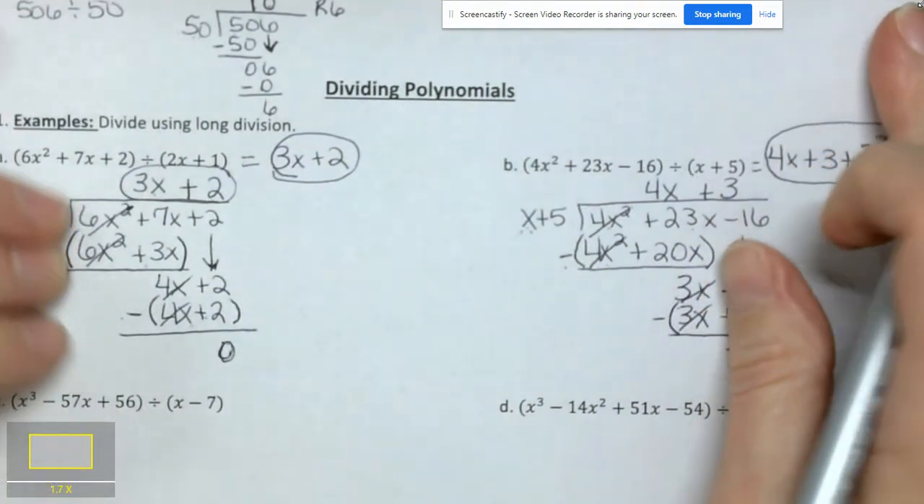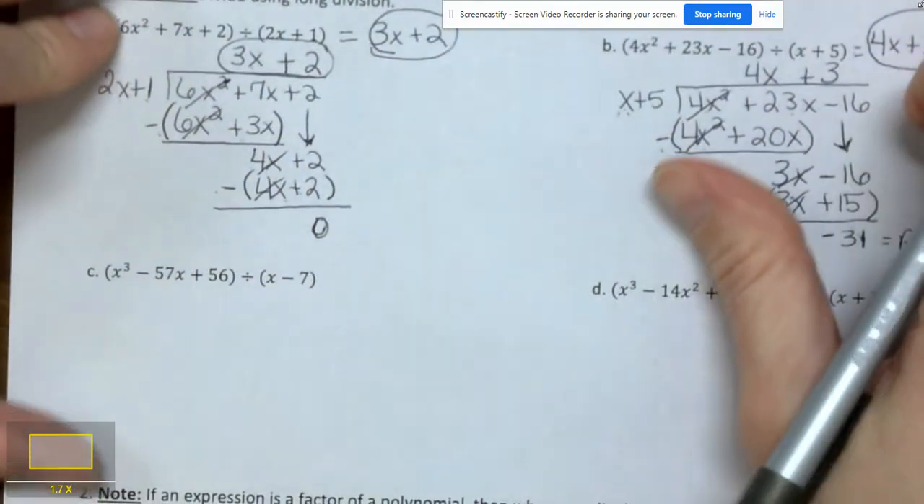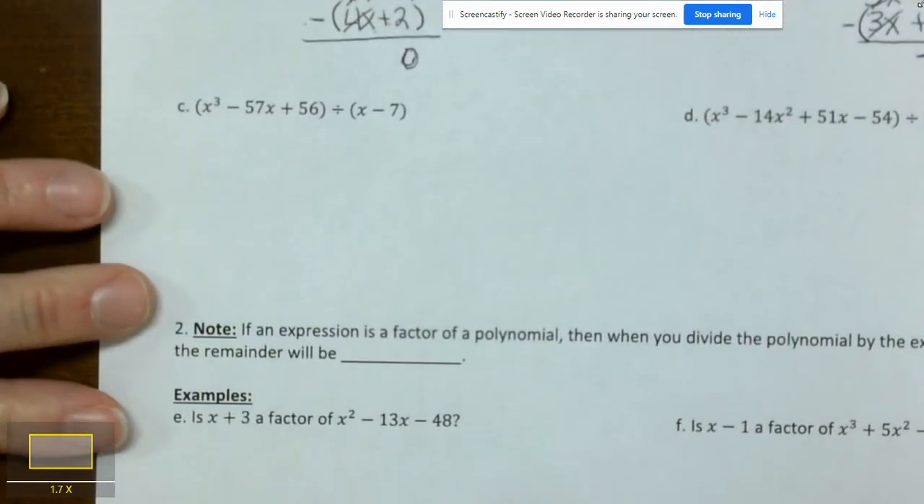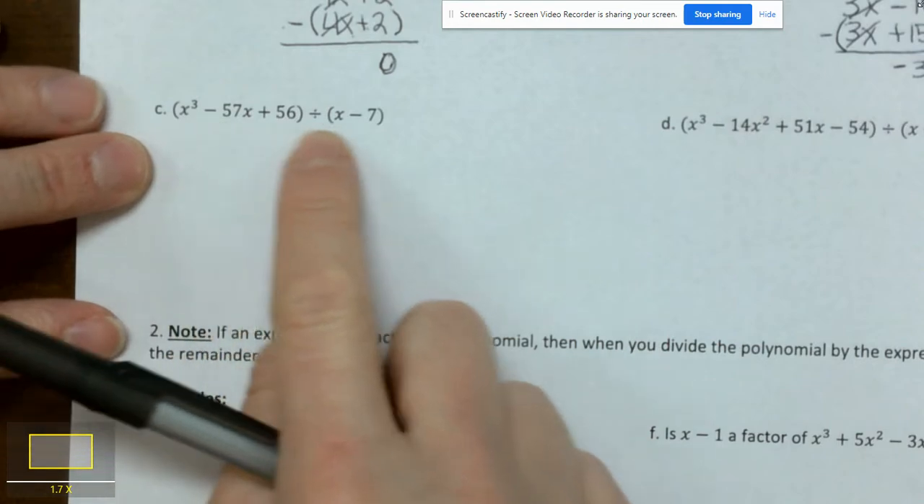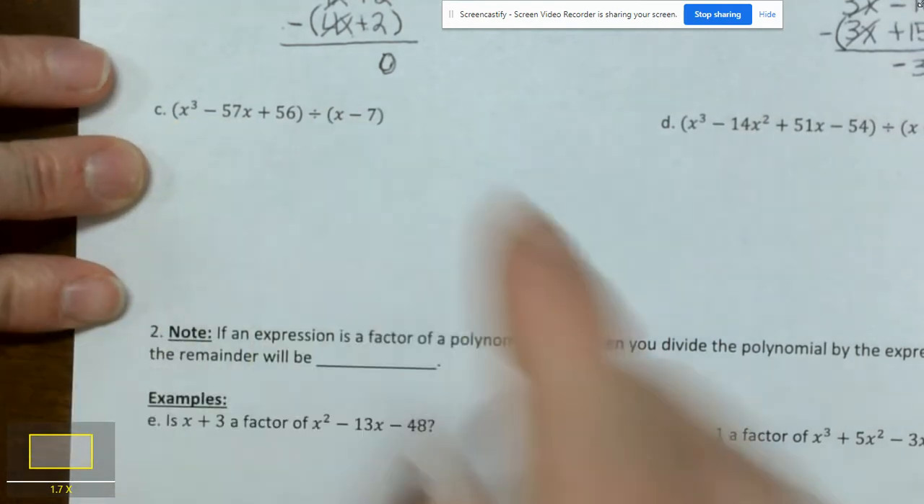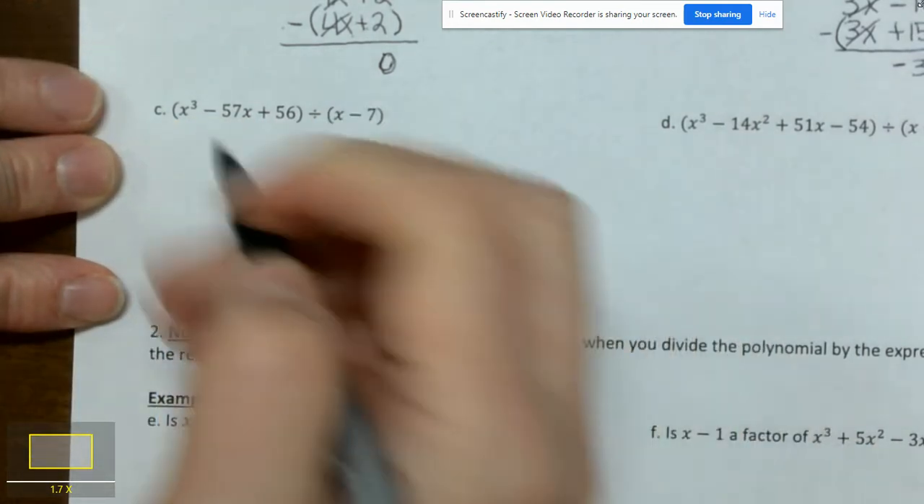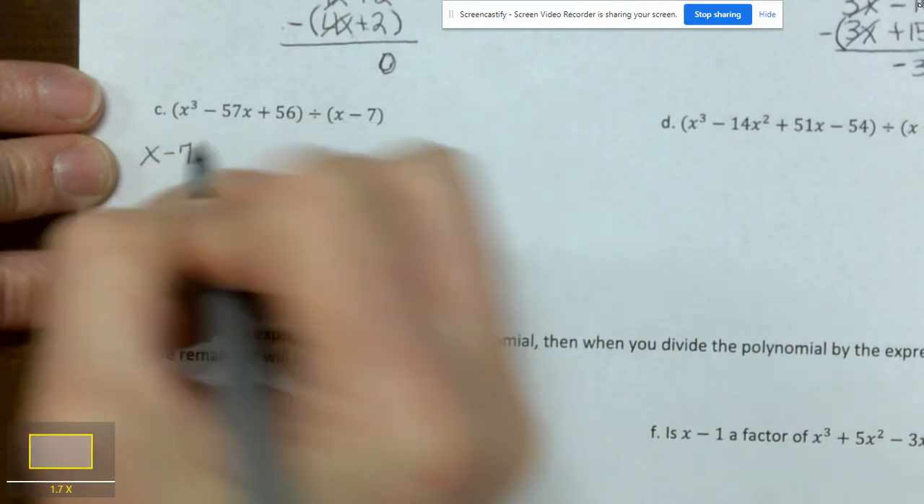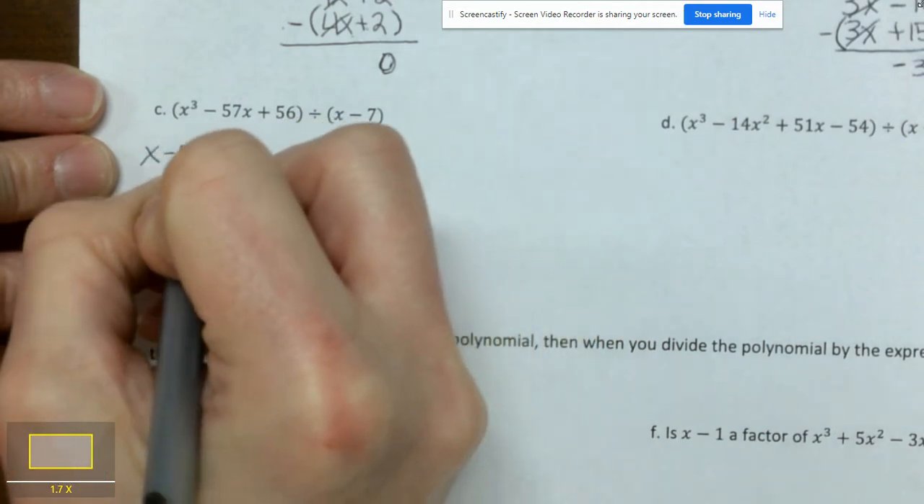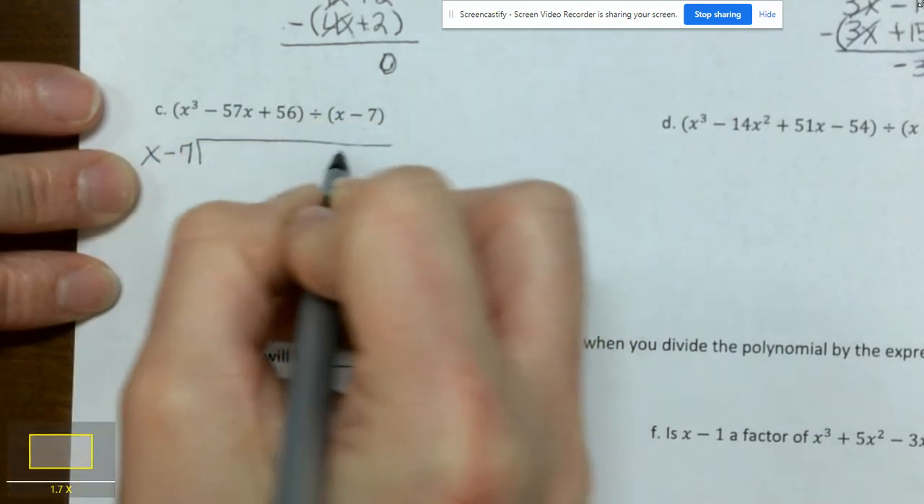Okay, let me work another one. Okay, this time we have this problem. So remember, our last piece goes on the outside, so that's x minus 7. And then under here, we're going to put this.